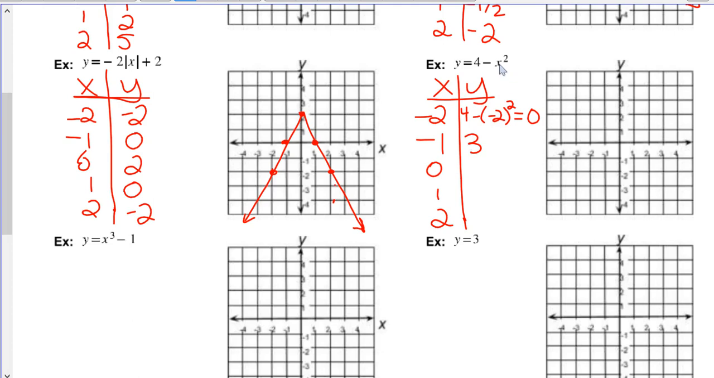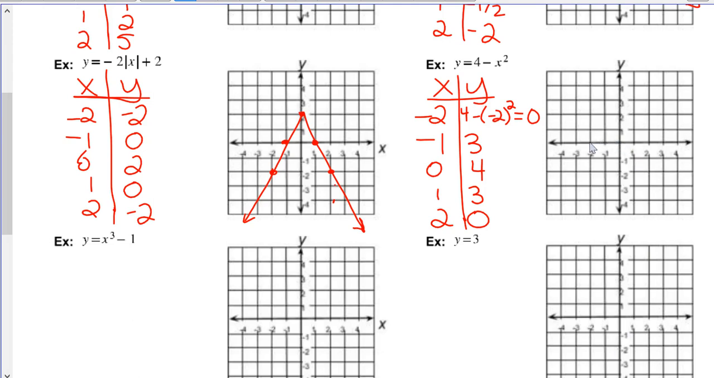If I throw 0 in, that's awfully nice. 4 minus 0 is 4. If I throw 1 in, 1 squared is 1. 4 minus 1 is 3. So I get these being the same. And if I throw 2 in there, that should be the same as when I throw negative 2 in, because 2 squared and negative 2 squared are 4. 4 minus 4 is 0. So let's plot these points to see what our parabola or our U shape looks like here.